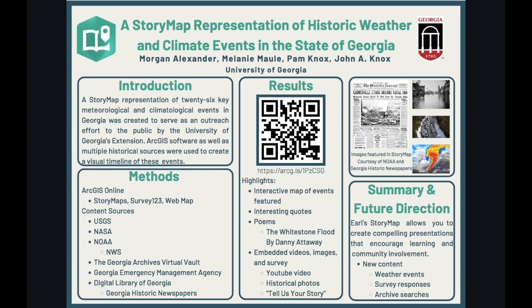We explored multiple sources to find those 26 key meteorological and climatological events featured in the story map. The sources that we used included the USGS, NASA, NOAA, National Weather Service, the Georgia Archives Virtual Vault, Georgia Emergency Management Agency, Digital Library of Georgia, and the Georgia Historic Newspapers. The vast number of sources here allowed us to really get a holistic view of what has occurred in the state of Georgia.